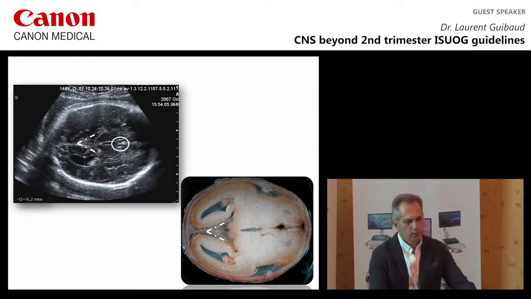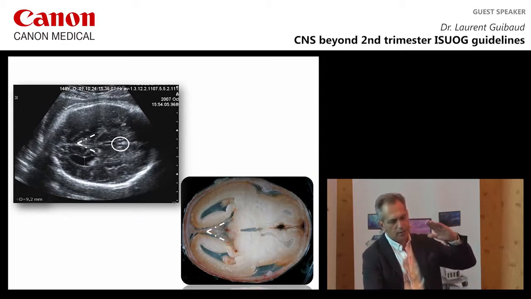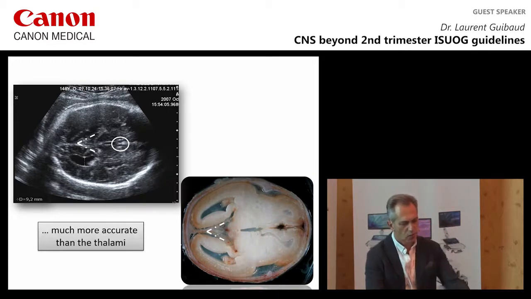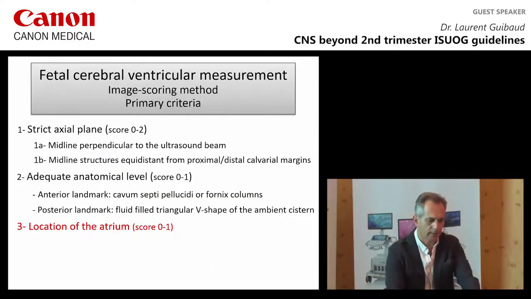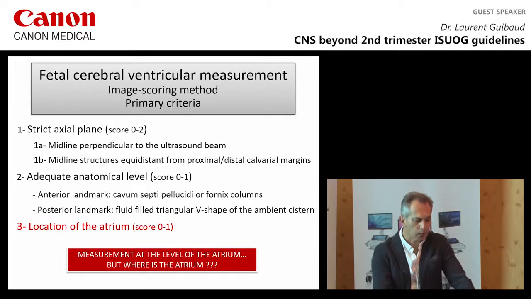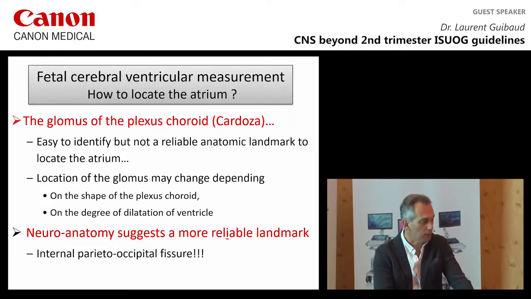If you are not strict axial, the V will disappear. And it's much more accurate than the thalami. Now, location of the atrium. Measurements should be performed at the level of the atrium. But where is the atrium?